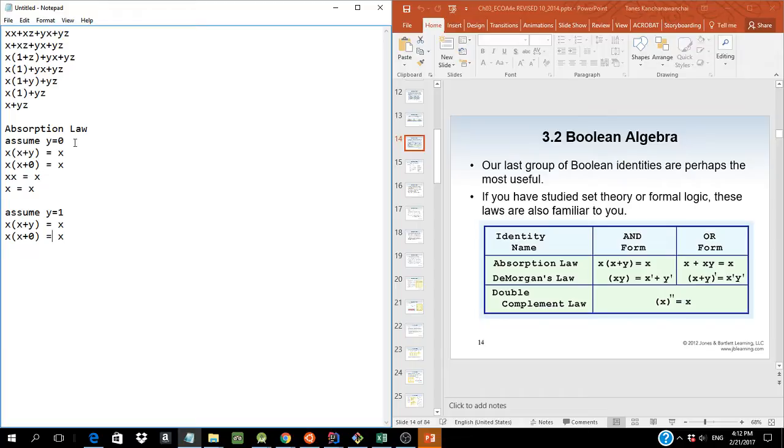So meaning that x plus 1 is always 1, right? We've seen from the rules before too, if you're still confused. So that means x times 1, which is x. So that's why we said this guy is always x, right? So that's the absorption law.